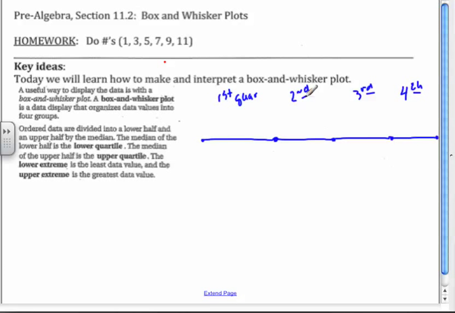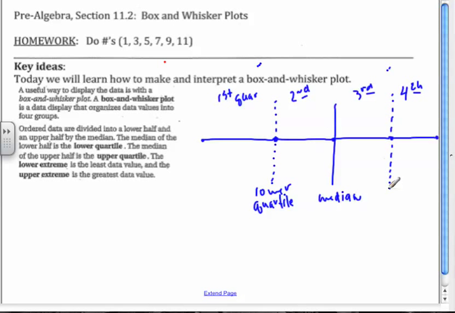Okay? Now, the first thing I have to do is I have to find the median of all the numbers. When I do that, that gives us 2 groups, right? The upper half over here and the lower half over here. Okay? Now, once I do that, then I need to find the median of the lower half, and this thing is called a lower quartile. Okay? And then I have to find the median of the upper half, and this is called the upper quartile.